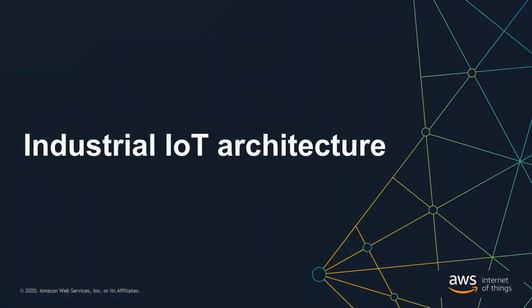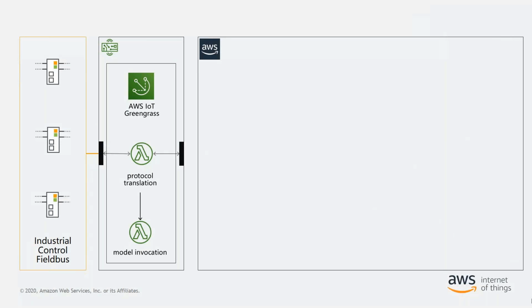So I want to take a look at another angle from an industrial architecture perspective. We really looked at the edge side, but to give you a fuller picture, I want to also look at what we're doing with that data up in the AWS Cloud. So on the edge, we have industrial controlled field bus units within an industrial ecosystem feeding data to AWS IoT Greengrass. And as part of AWS IoT Greengrass, we have Lambda functions, and those Lambda functions can do protocol translation, and they can also invoke models, which is the machine learning part of the process.